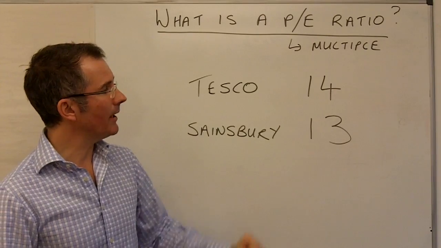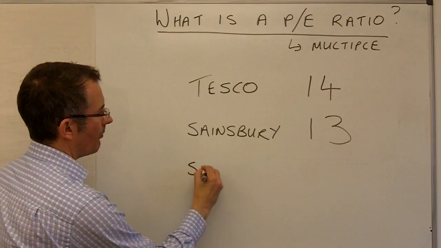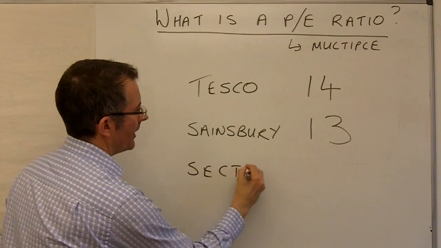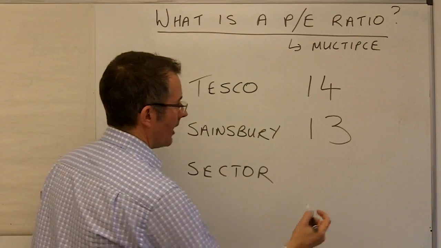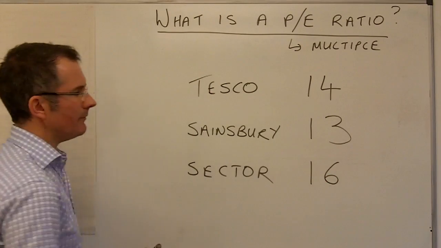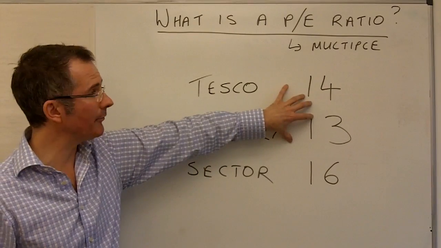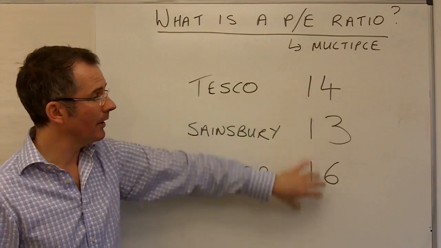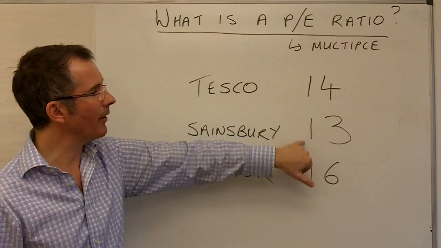Maybe what I could do is look at the sector. So I could look up in the FT or on Bloomberg the food retailing sector, need to get the right one, and let's say that that's trading on a PE multiple of 16. So suddenly I'm thinking, well, these two supermarkets, big brand names, look relatively cheap compared to the sector, and Sainsbury's is a little bit cheaper than Tesco.